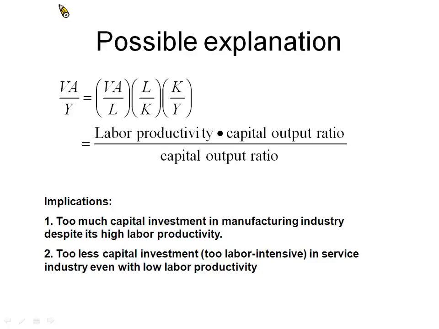High productivity in manufacturing, but low value added in manufacturing. What's the problem? Low productivity in the service sector, but high value added. And what's the problem? And the answer is just the other way around. One is too capital intensive in the manufacturing sector, and the other one is too labor intensive in the service sector. Okay? So usually this kind of decomposition is very important to understand.